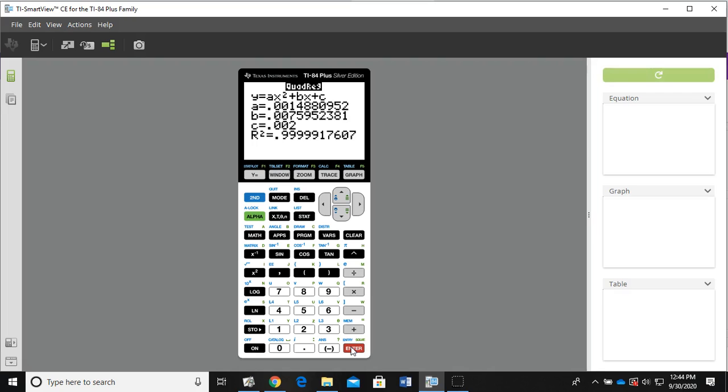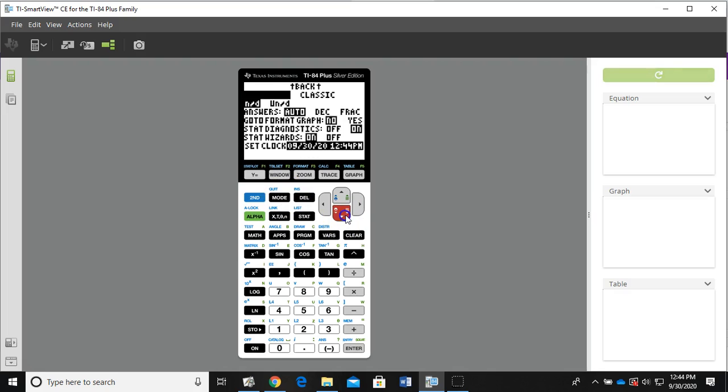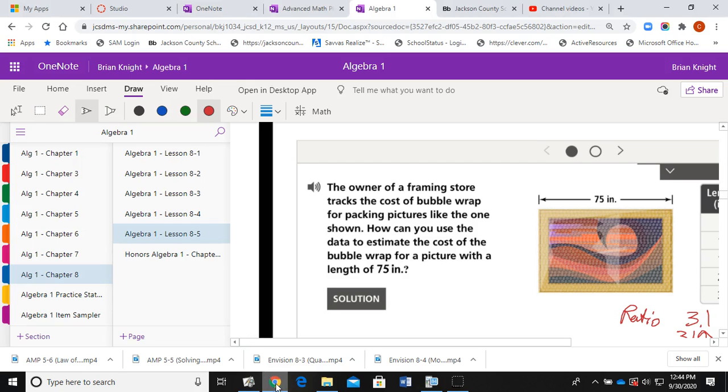Y'all got this in your calculator? Because I'm going to need you to read it back to me in just a second. Y'all got it? Yes. Okay. Hey, what did we do yesterday that makes it have the R squared? Go to mode and scroll down to stat diagnostic, and you want it on. Make sure it's on, and then go back and do the same thing.